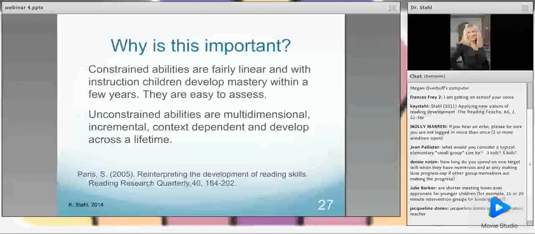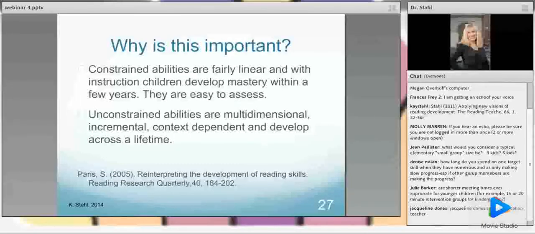On the other hand, unconstrained abilities are multidimensional. They are incremental. It's not all or nothing. I could read a medical journal and get the gist of it and understand some of the information from that medical journal, although I would not have a comprehensive understanding, nor would you want me to perform a medical procedure on you. But I can look at that medical journal and get a bit of information from it.